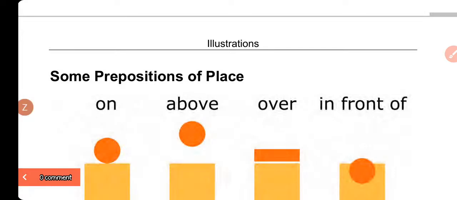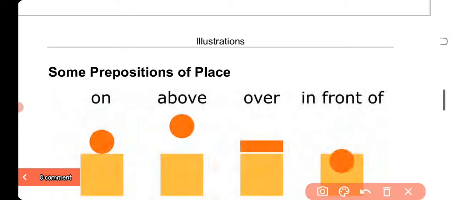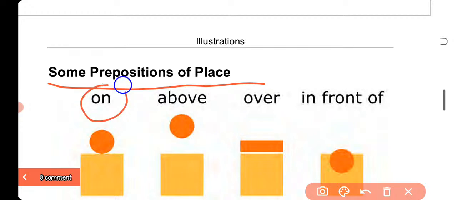So preposition of time will show some time, and preposition of place will show the place or placement of something. You can see it easily. This is the preposition of place. We have some famous, mostly used prepositions of place. The first ones are on, above, over, and in front of.